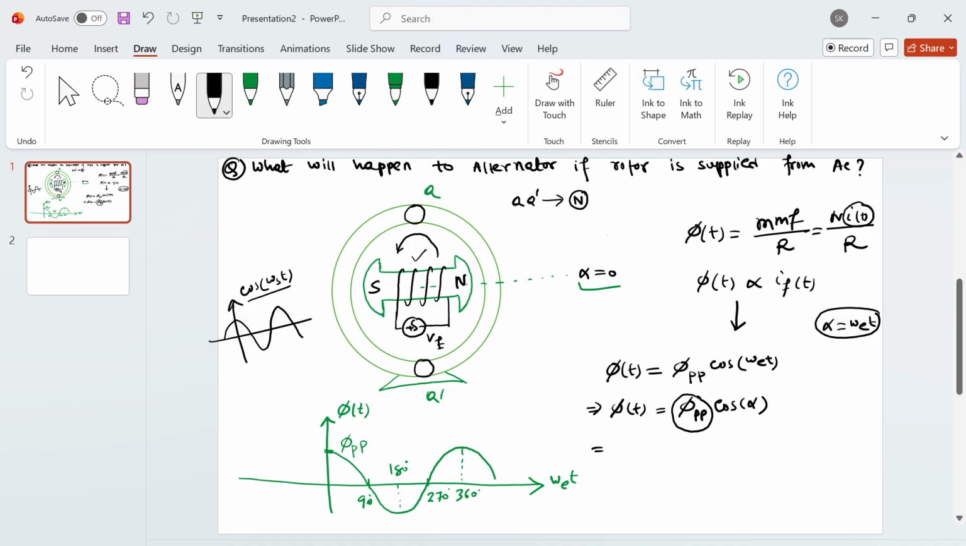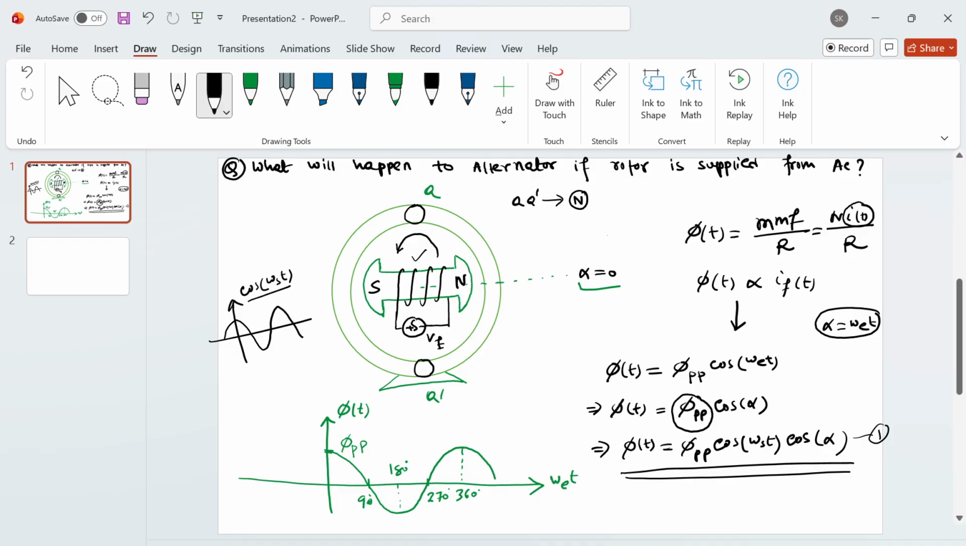So because of that peak value, I am getting phi of t equals flux per pole cos omega_s t cos alpha. Okay, so this is the flux equation that you are getting. Now you have to calculate the induced voltage, but before we go to the induced voltage, this equation is very important. Basically, it is a very special equation.